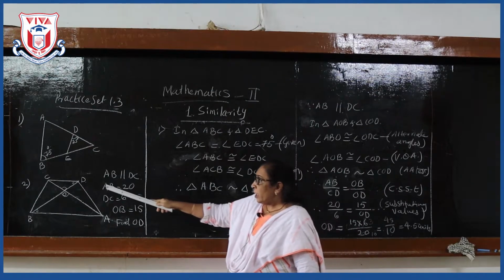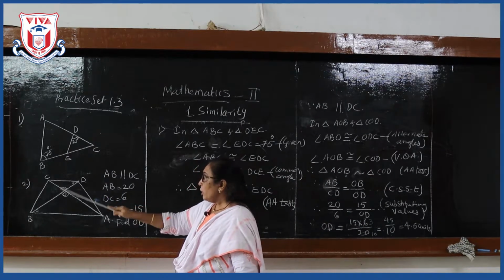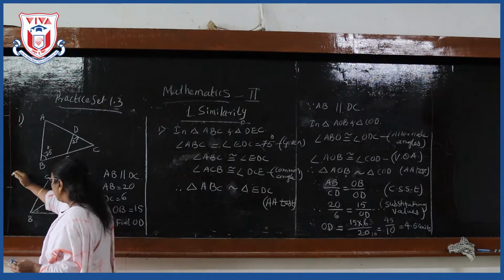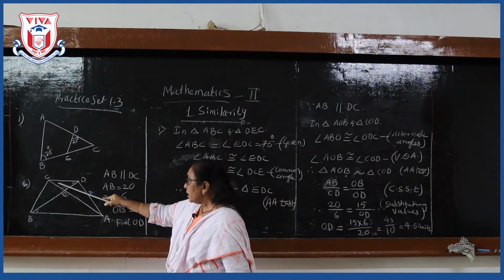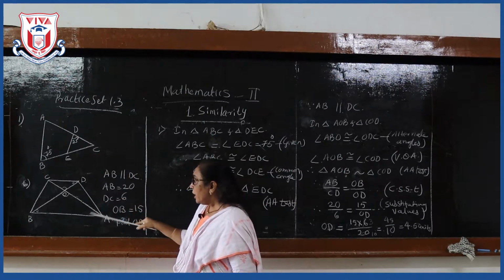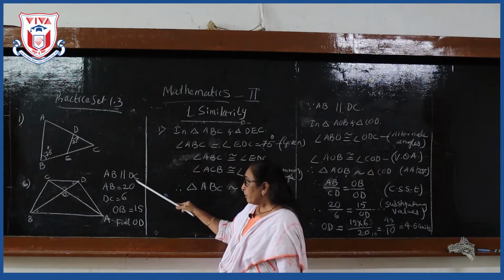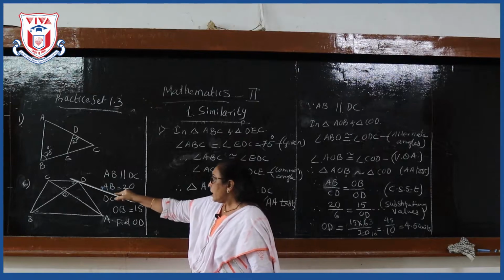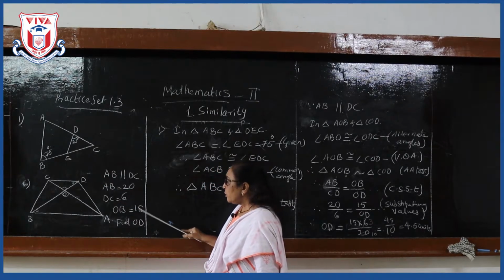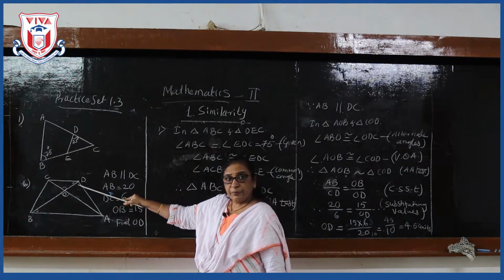Now if you see the next example, actually from the practice set it is the sixth one. See in this figure, AB is parallel to DC. AB is 20, DC is 6, OB is 15. We have to find out OD.